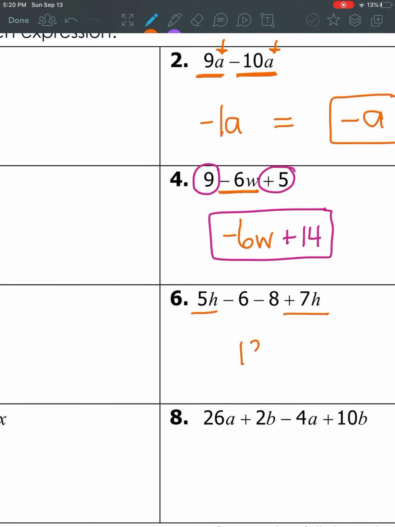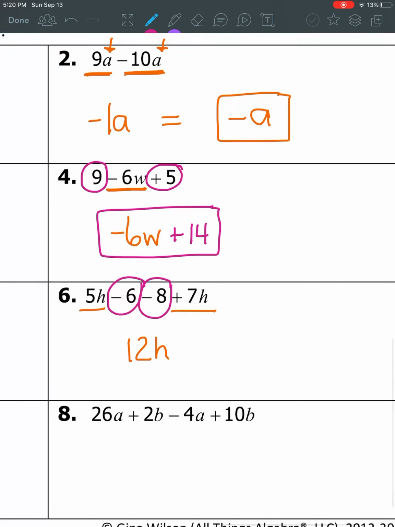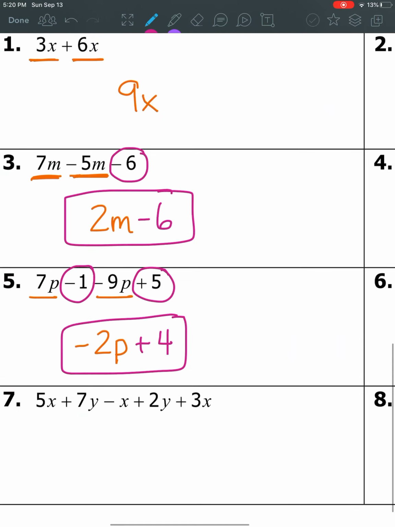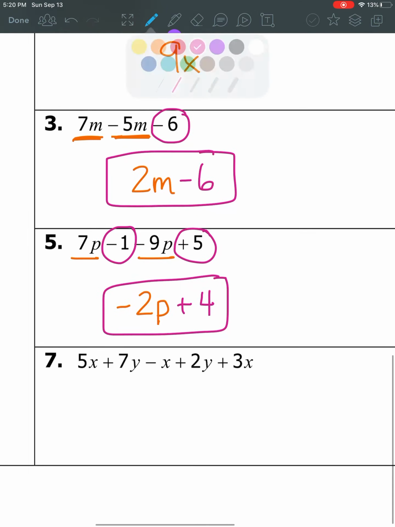Right? Next one, h's, we have 5h and 7h, so those combine to 12h. And then our constants, we have -6, -8, so be careful. They're both negative, so we're going to add them and keep the sign negative, so -14, or 12h minus 14.